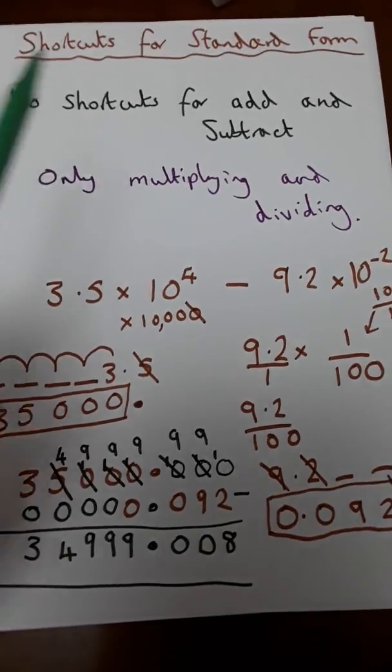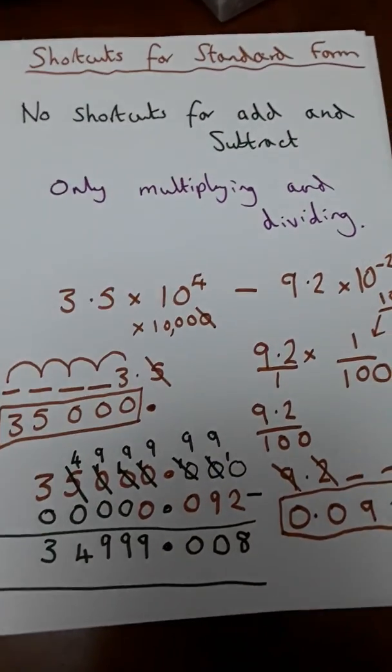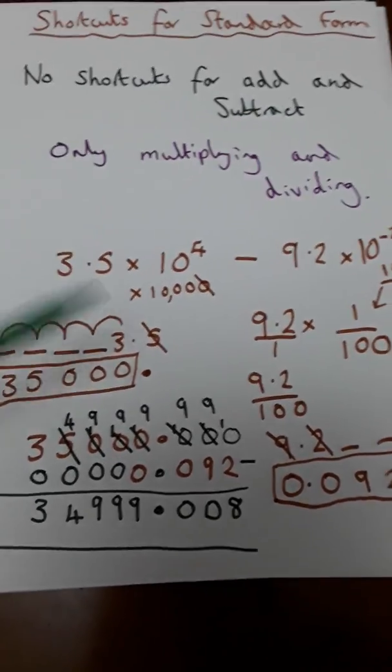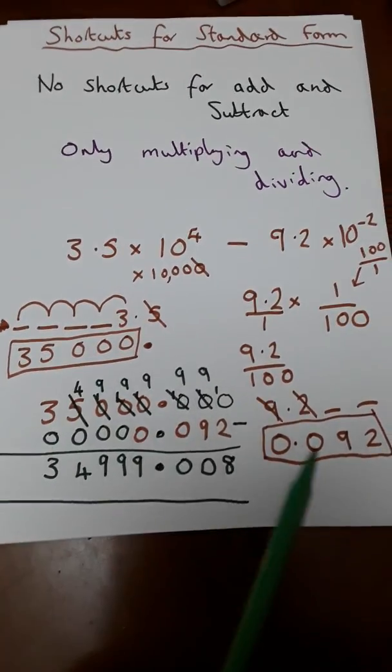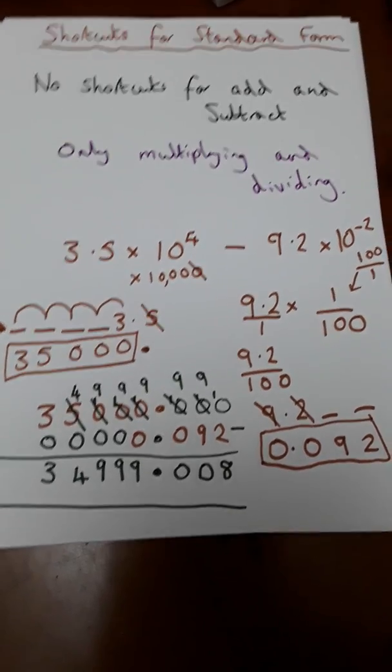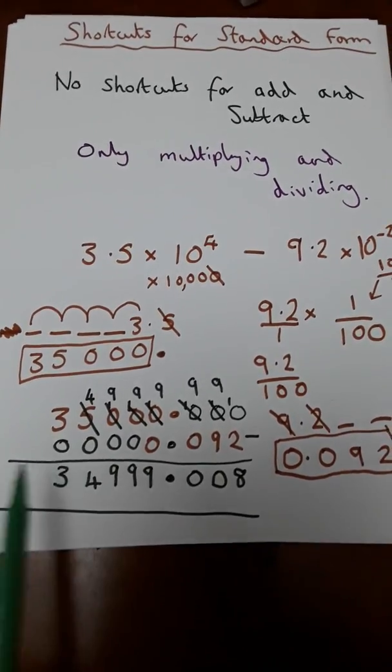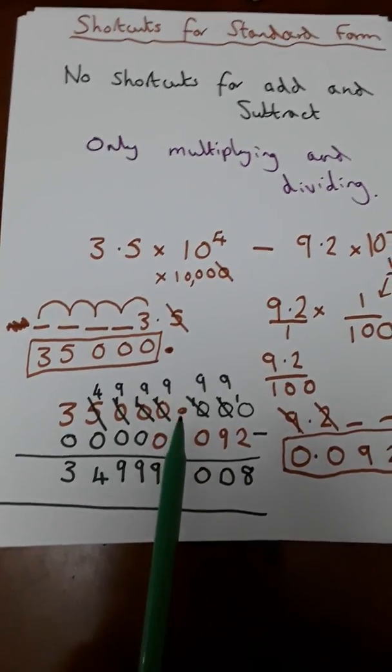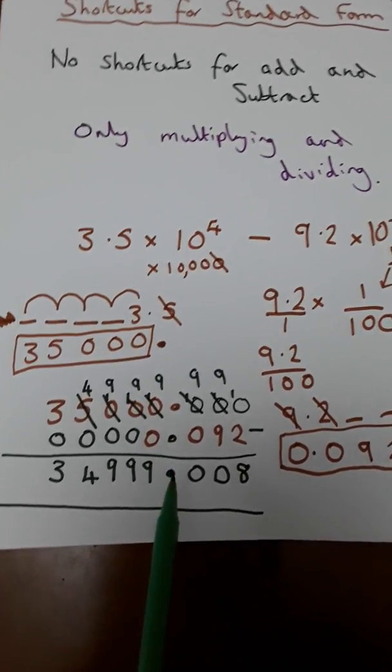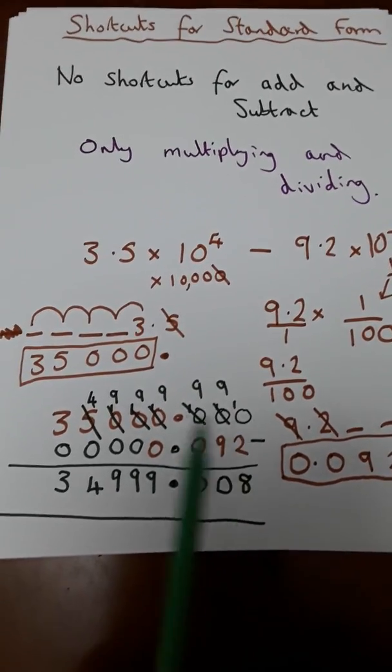So if you get an add or subtract, there are no shortcuts. Just work out what both the numbers are in real life rather than in standard form, and then take them away from each other. But just make sure you're really, really clear about where your decimal point sits, and if you have gaps, fill them in with zeros.